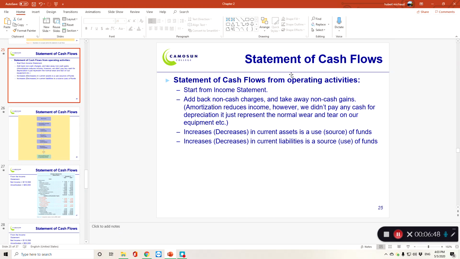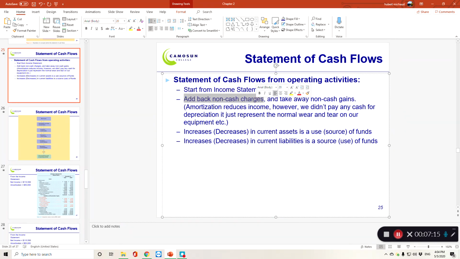Okay, so the way we find the cash flow from operating activity is usually backward. Big firms will not track all cash expenditure always. So instead, what we do is we start from the income statement and then we kind of reverse everything that we did. Okay, so we're going to start from the income statement, and then we're going to add back anything that we charged the firm that was a non-cash charge, anything that we used as an expense that wasn't actually an expense.